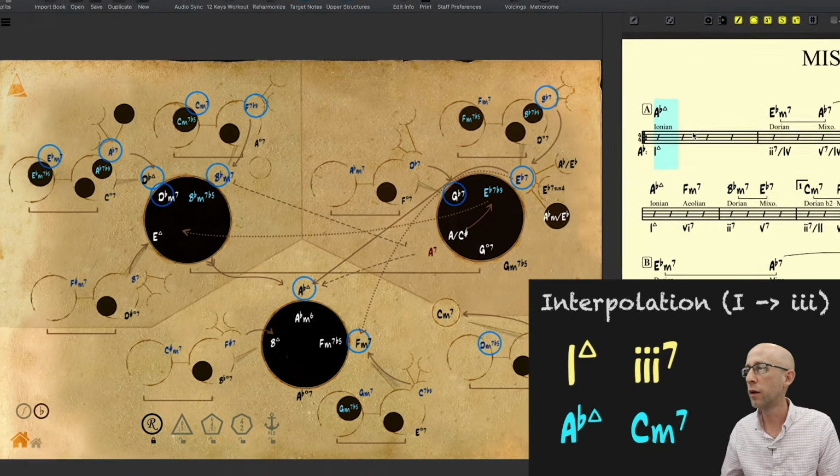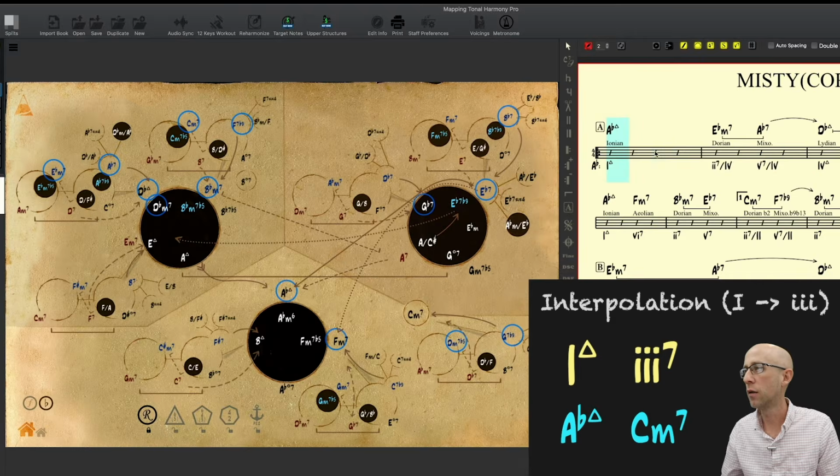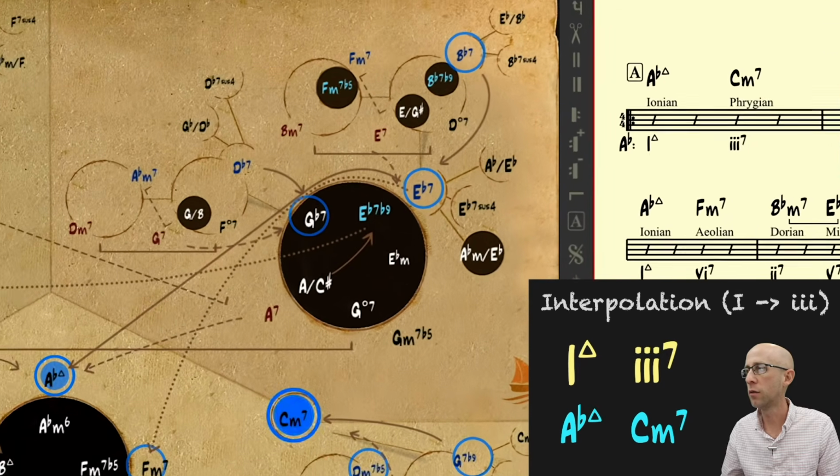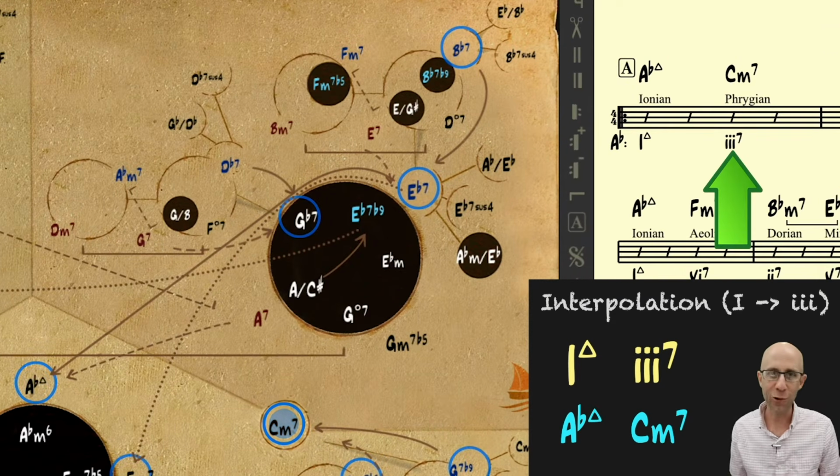So let's plug that chord in right here. I'm going to go to beat 3, and then boom, we have our C minor 7 interpolation of the 3 chord.